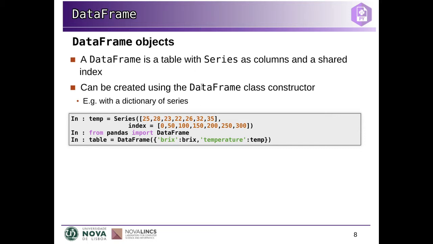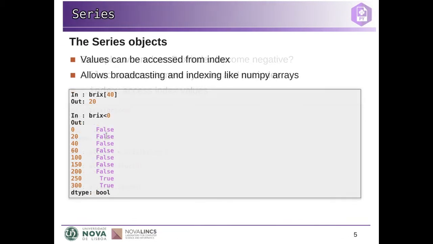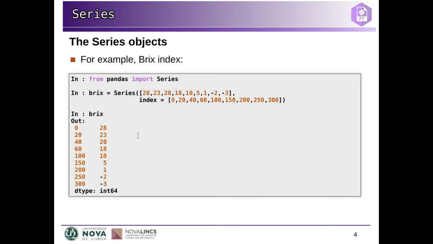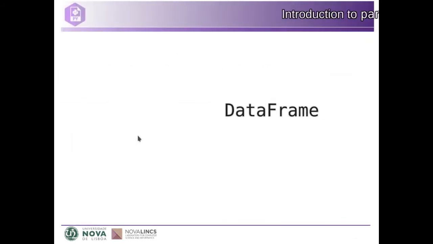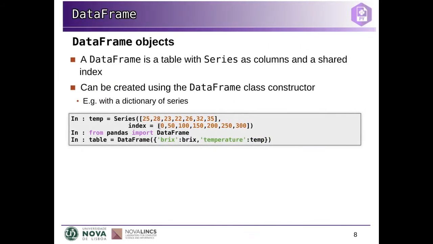So to create a data frame now, we're going to create a new series. We already have the bricks values for our fermentation here. Now we're going to also add the temperature measurements during fermentation. So let's suppose we measure temperature in the beginning at 50 hours, 100 and so on.